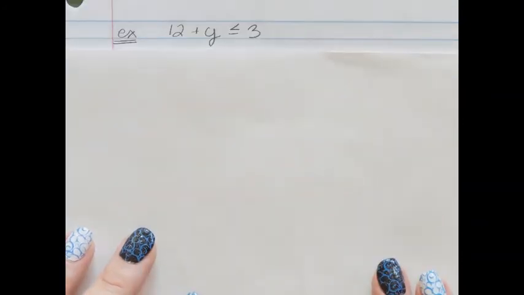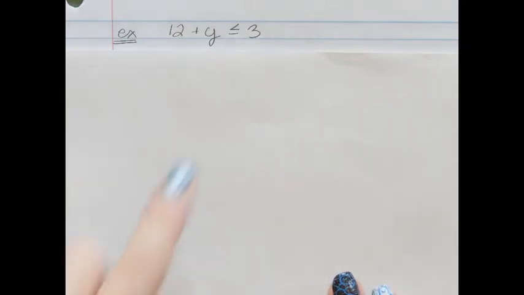Let's look at a new problem. I have 12 plus y is less than or equal to 3. Again, the idea here is to solve for the variable. And one of the cool things about adding and subtracting is that your inequality sign never changes. It always stays put. It never switches. It doesn't change opposite directions. It stays put when you add or subtract, which is great.